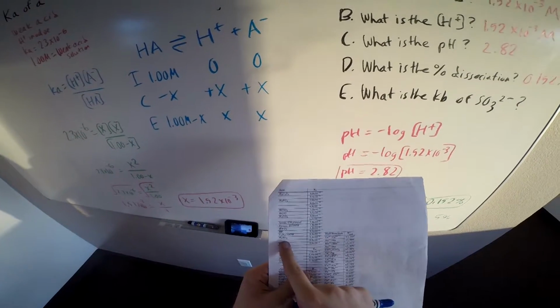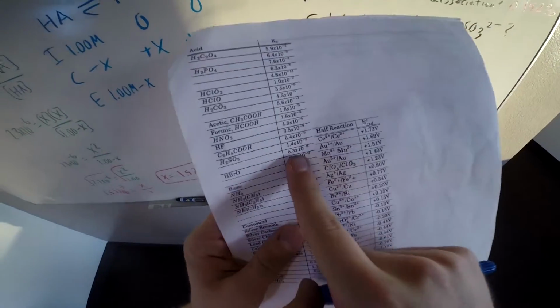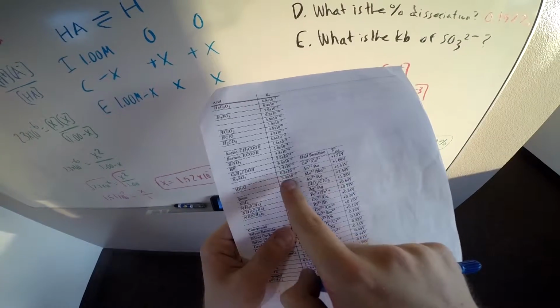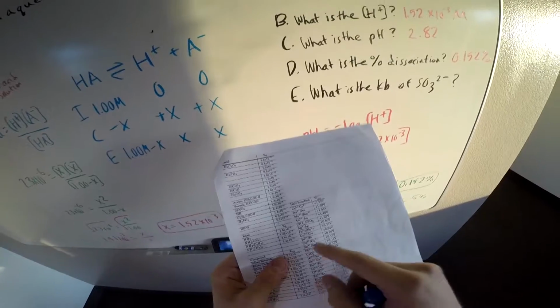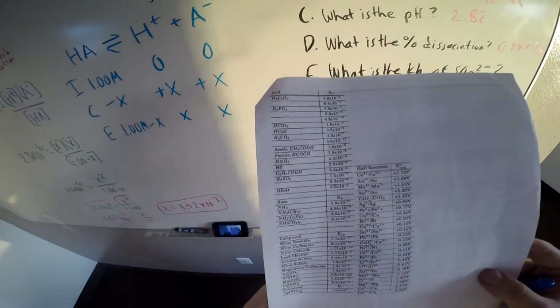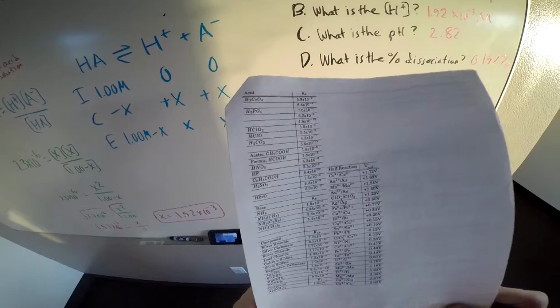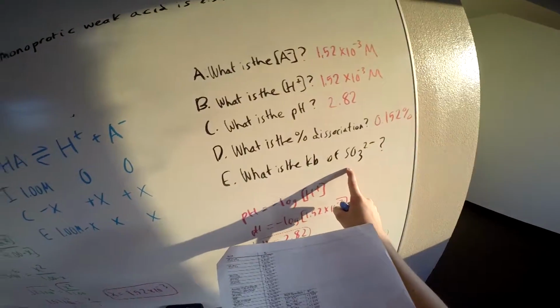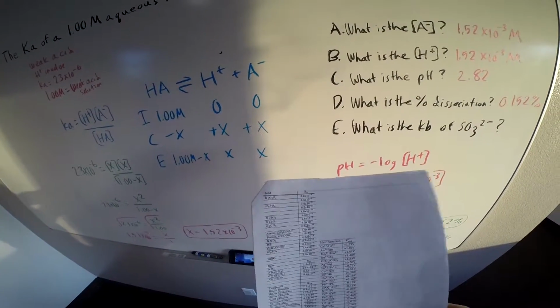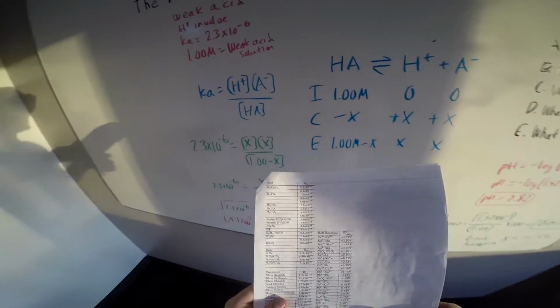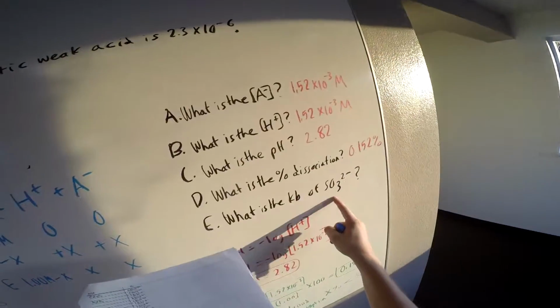If we look on the chart, we find H2SO3, and there are actually 2 Ka values given to us. The first one is 1.4 times 10 to the negative 2, and the second one is 6.3 times 10 to the negative 8. Now, the reason why we get 2 values is because there are two H plus ions in H2SO3, and they each dissociate at different Kas. So we're actually looking for the SO3 2 minus Kb, which is the second ion being released. So I'm going to go over here and basically explain this again more clearly.